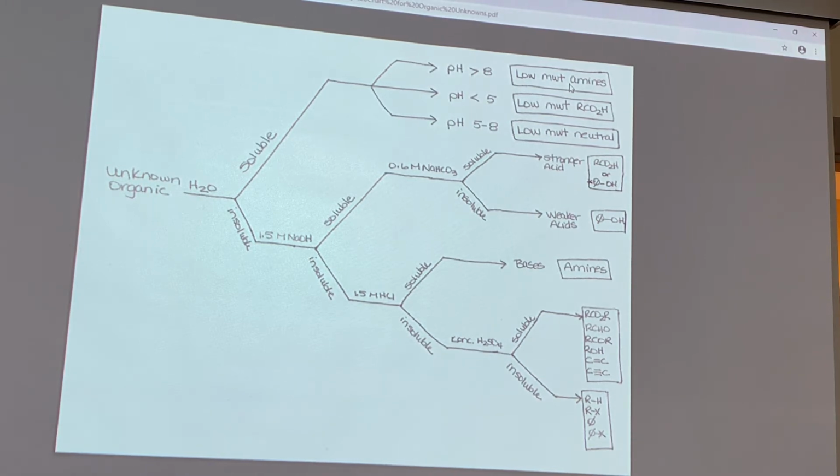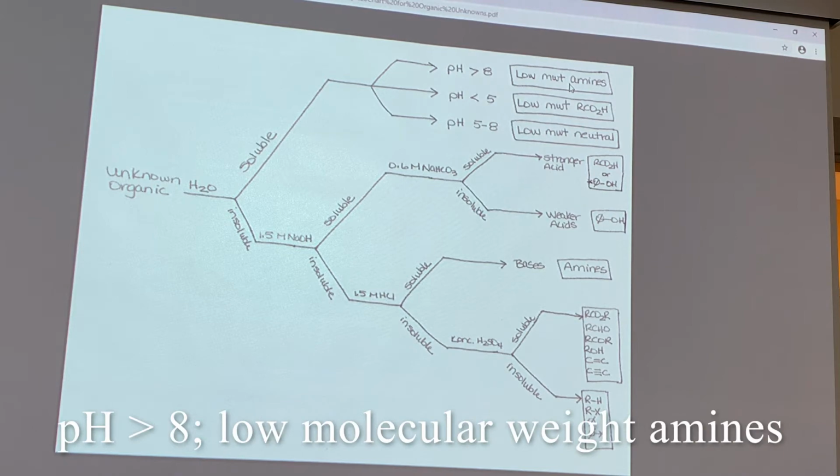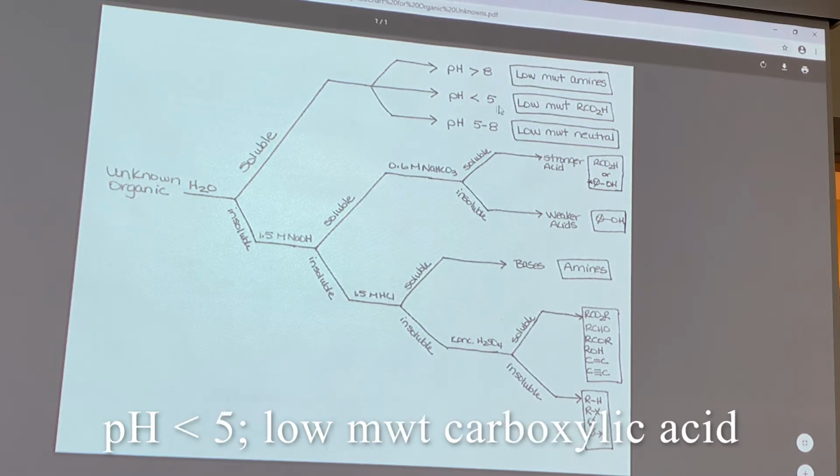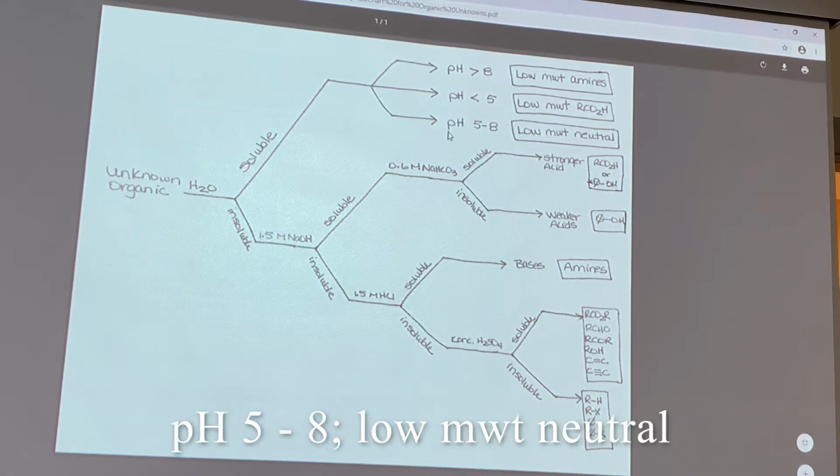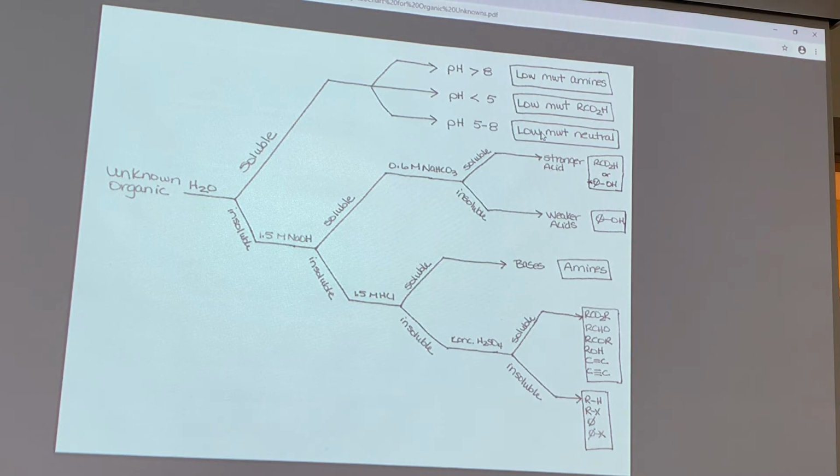If they are, it's because they have these functional groups like OHs or NHs that can hydrogen bond with water. So if I test the pH and it's 8 or greater, I'm going to think it's a low molecular weight amine. If it's somewhere less than 5, then first thing I'm thinking of is it's probably some low molecular weight carboxylic acid. If it's between 5 and 8, then I'm going to call that some type of neutral compound, low molecular weight. And if you think, why is it 5? Sometimes distilled water or tap water can be around 5.5 or 6. So pH of 7 isn't always necessarily considered neutral in terms of organic chemistry.